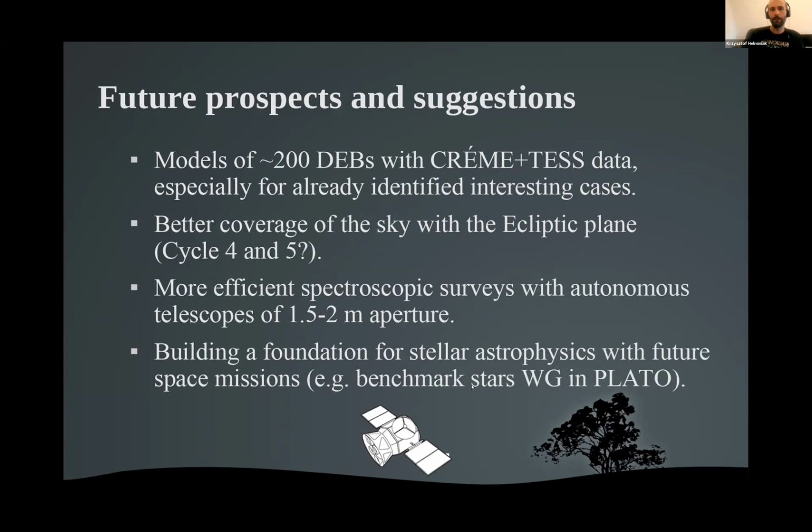And a few words about the future prospects. Okay, so last slide. I was happy to see that cycle 4 covered a little bit of the ecliptic plane, where we found more of our systems, and then we're building a large database of several hundred systems with a very precise determination of parameters that can be used for other studies.